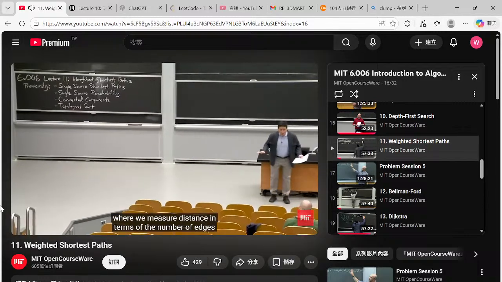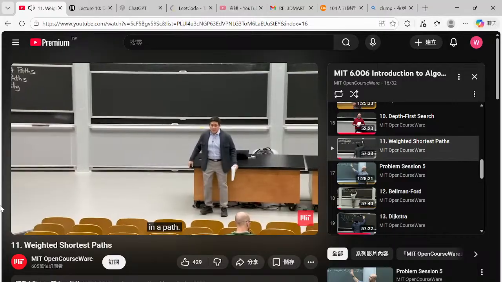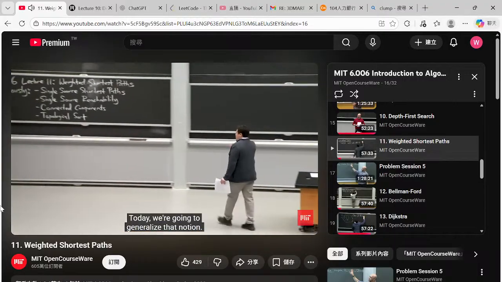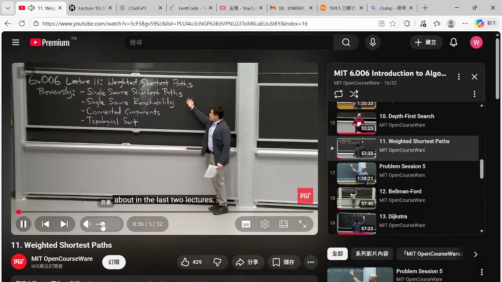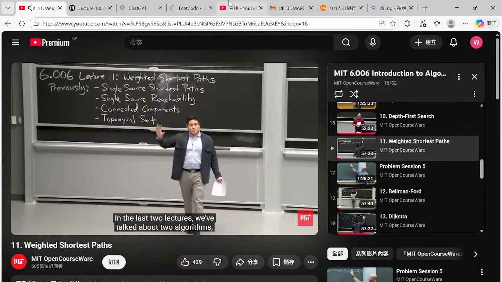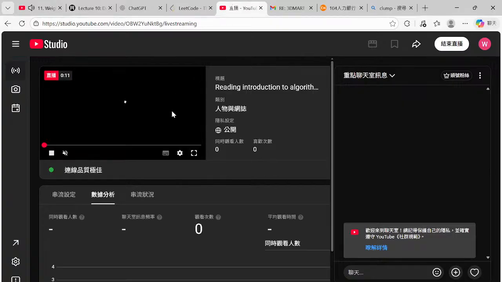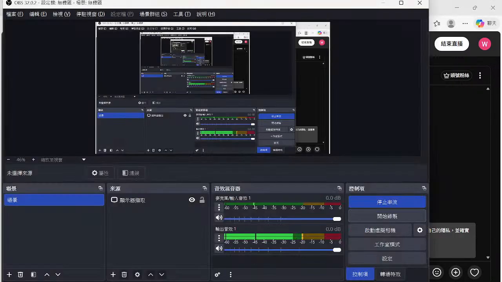that where we measure distance in terms of the number of edges in a path, right? Today, we're going to generalize that notion, but I just want to go over what we've talked about in the last two lectures. In the last two lectures, we've talked about two algorithms, breadth-first search and depth-first search, to solve a range of problems. Here's some of the problems that we've been solving.